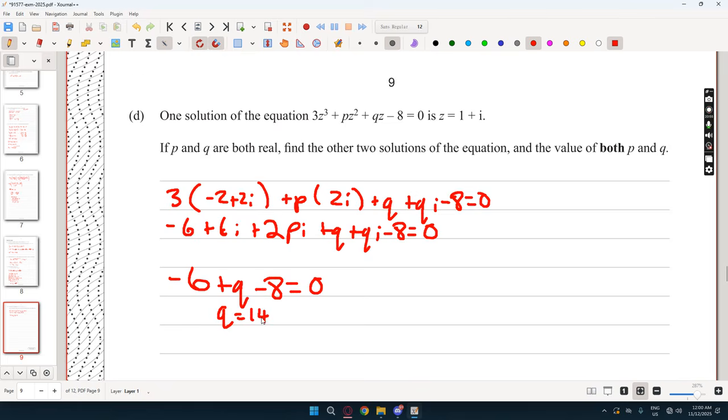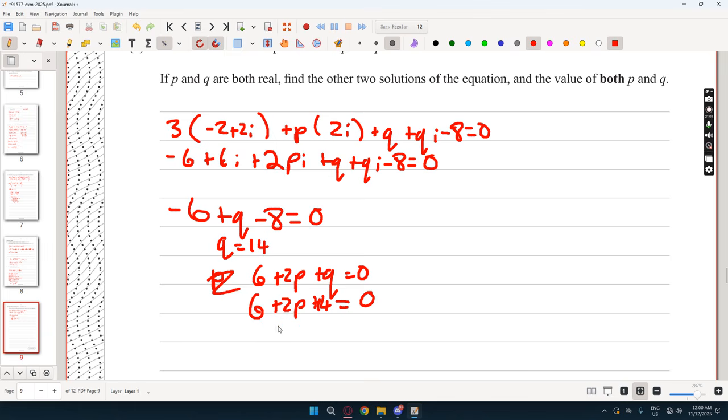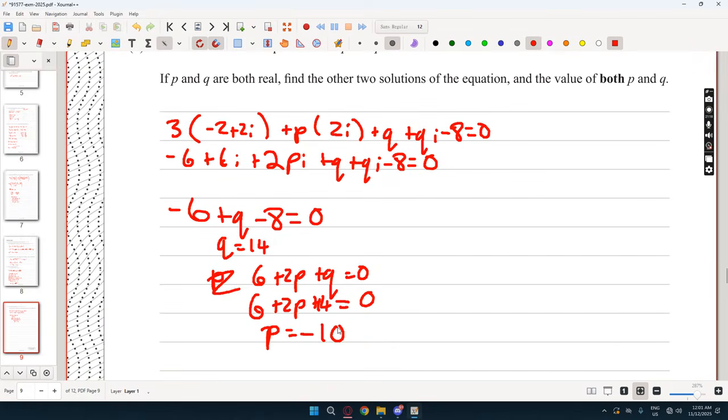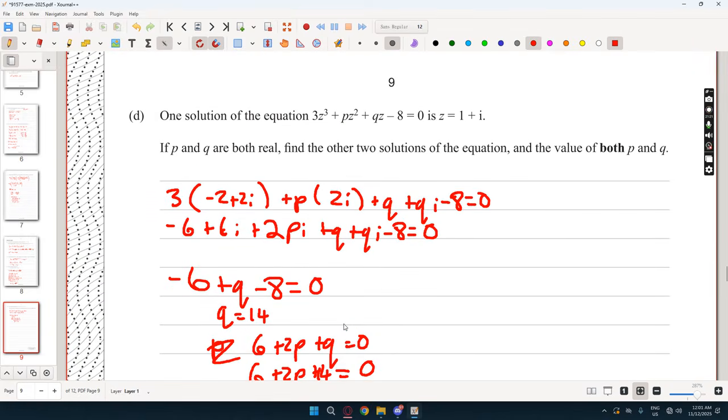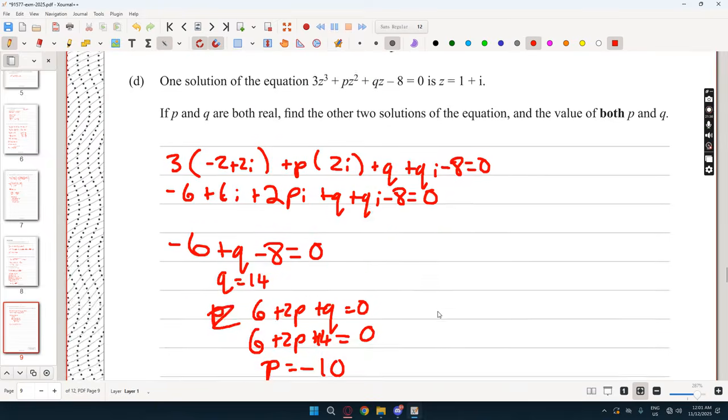So q equals 14. And p: 6 plus 2p plus q equals 0. 6 plus 2p plus 14 equals 0, so 20. So p equals negative 10. And then if you ask your graphics calculator about the cubic with minus 10, 14, minus 8, it'll tell you z minus 1 plus i, z minus 1 minus i, and z minus 4/3 equals 0.